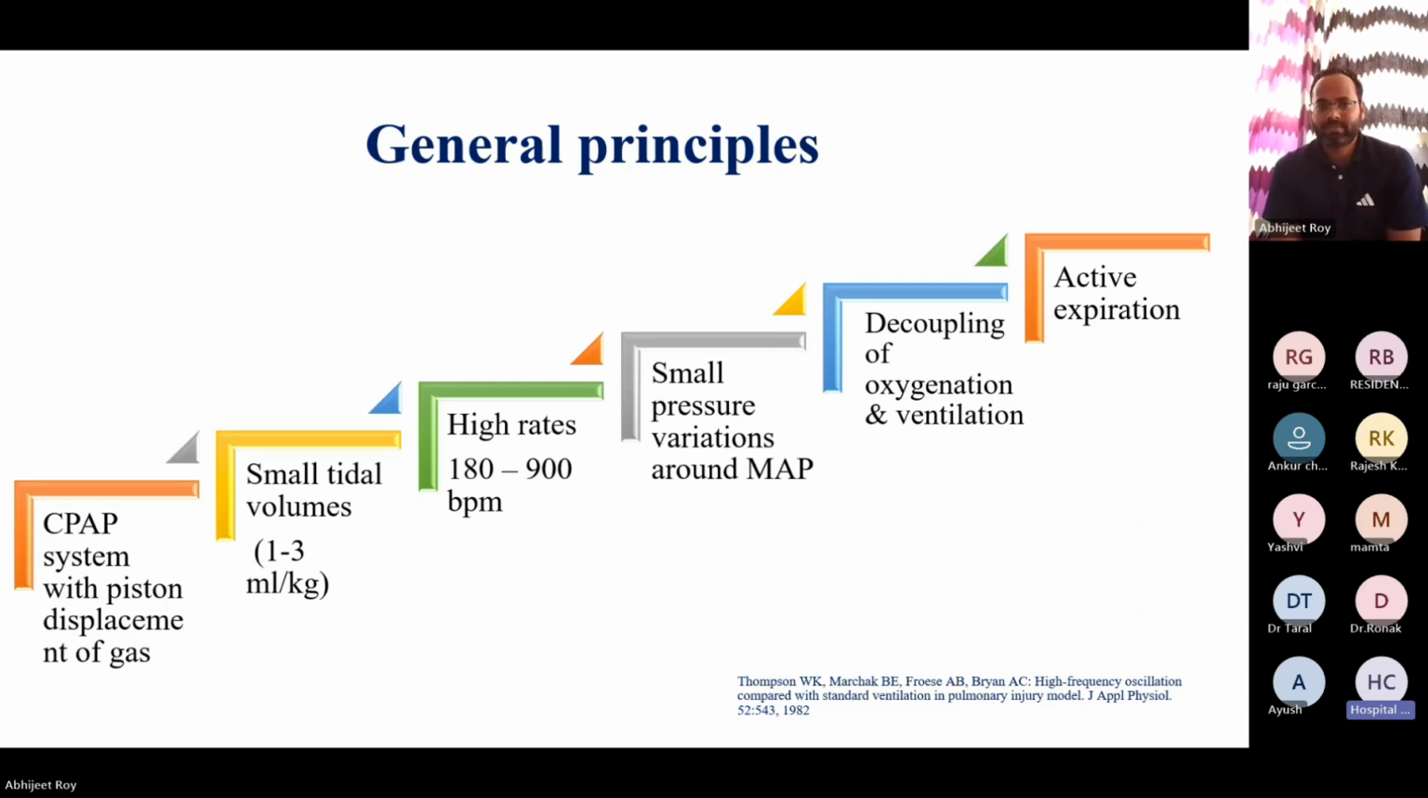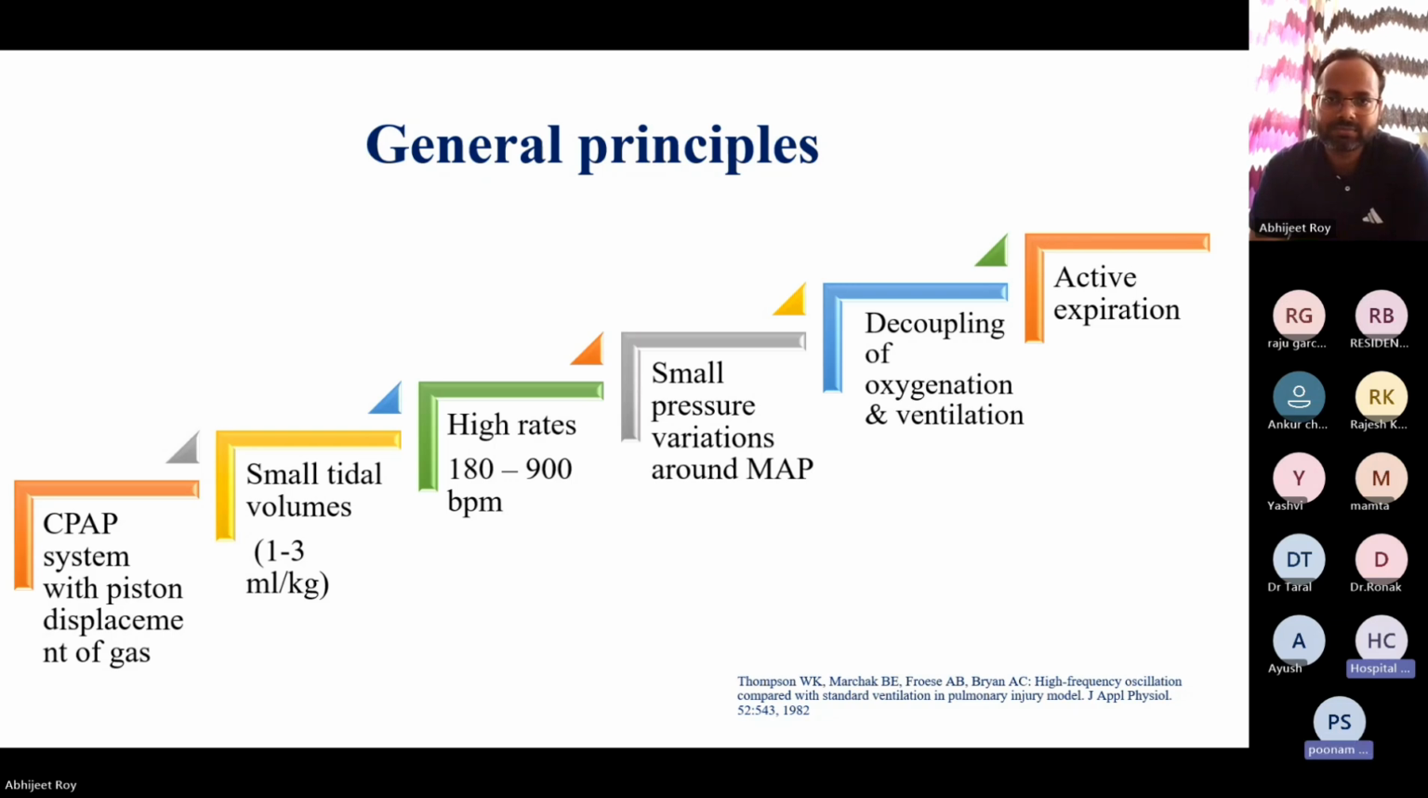The rates are on the higher side and you have a constant distending pressure. When you're using conventional ventilation, you are using two pressures: one is the peak inspiratory pressure, one is the end expiratory pressure. But when you're using high frequency ventilation, there is a constant distending pressure, so it is in the form of a CPAP. So all these are the advantages.